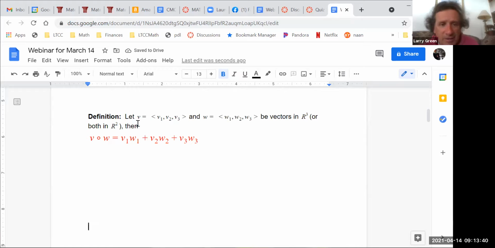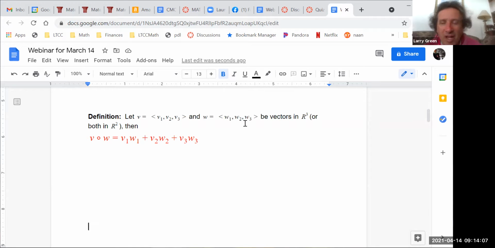Okay, let's suppose that V is the vector V1, V2, V3, and W is the vector W1, W2, W3, be vectors in R3. And I want to make a note. You could do this in R2 also, and it'll still work. Say you have V as V1, V2, and W is W1, W2. Just kind of erase the 3 part.